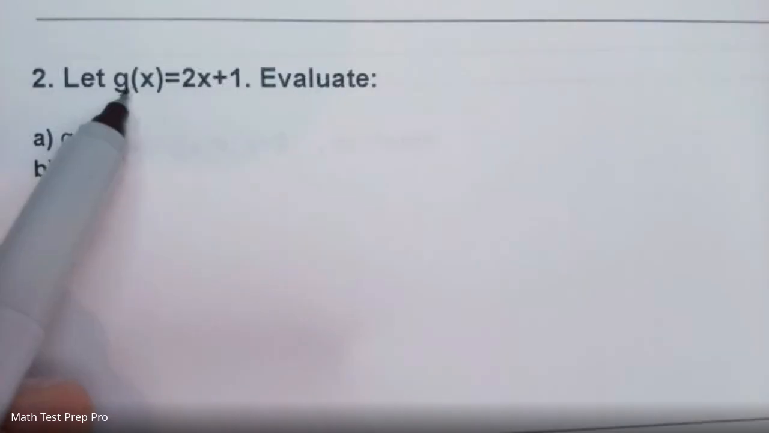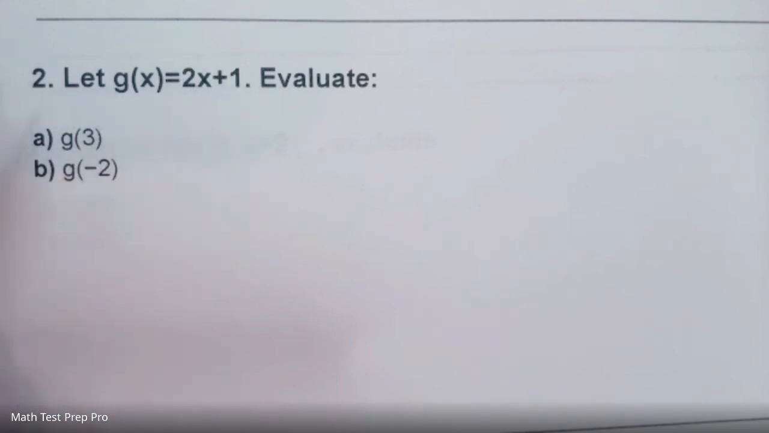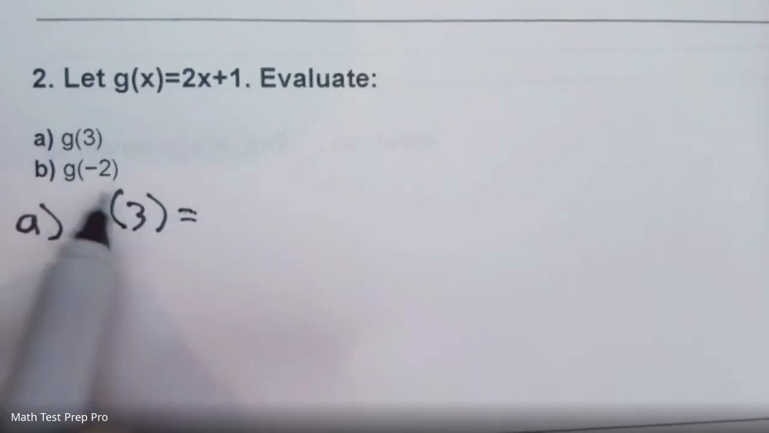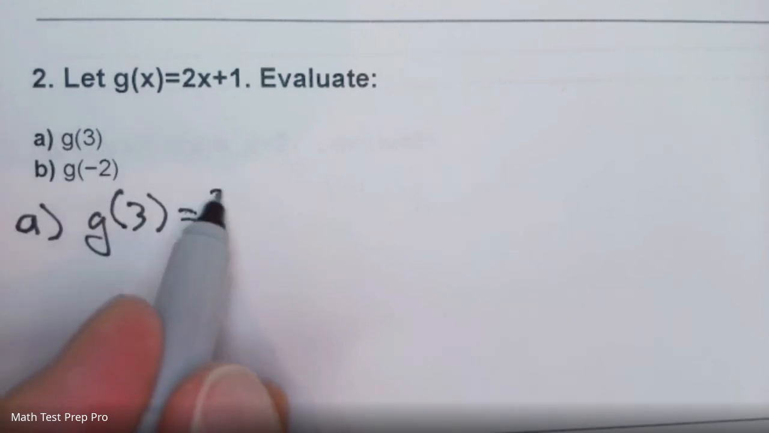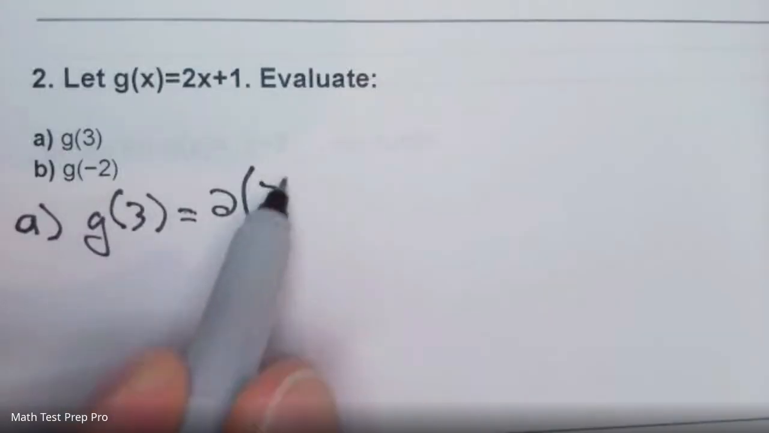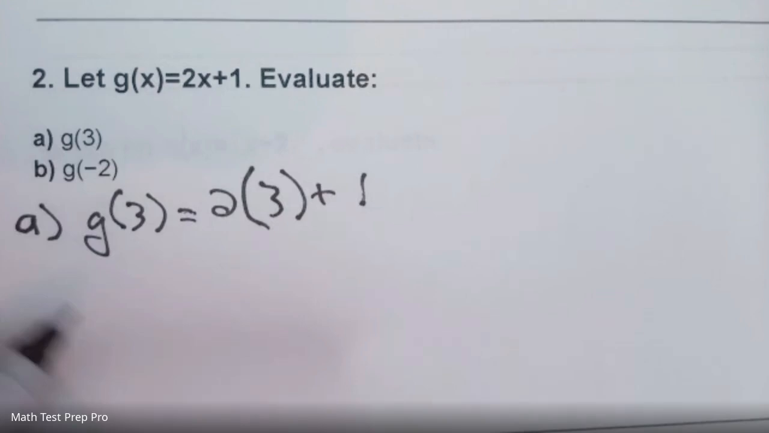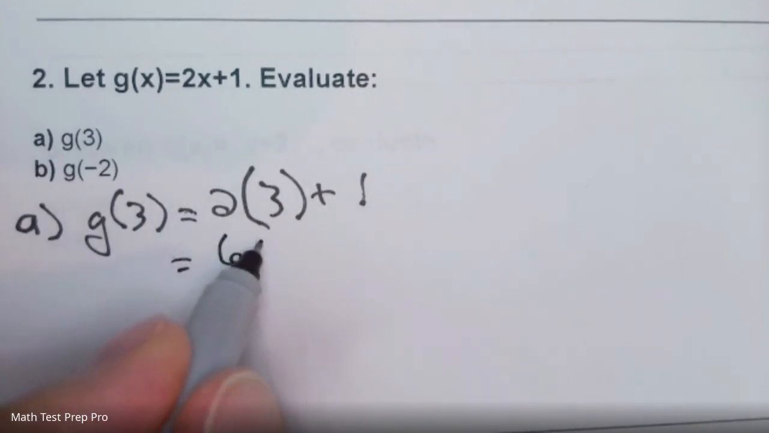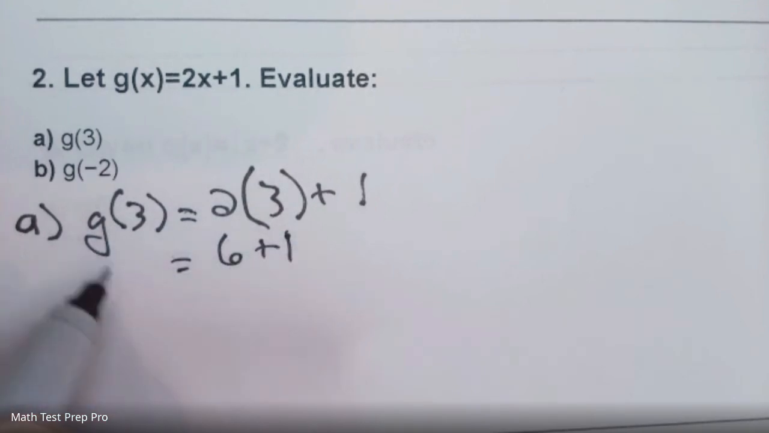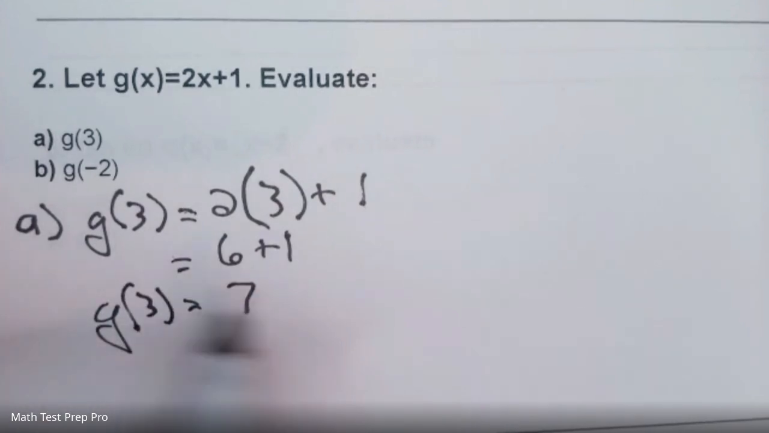All right, so we got the function up here, which is g of x equals 2x plus 1. And then we have part A. They want you to find g of 3. All right, so g of 3 equals, so we're going to take the 3, plug it in for x, 2 times 3 plus 1, right? Equals 6 plus 1. 2 times 3 is 6 plus 1 equals 7. All right. So g of 3 equals 7.